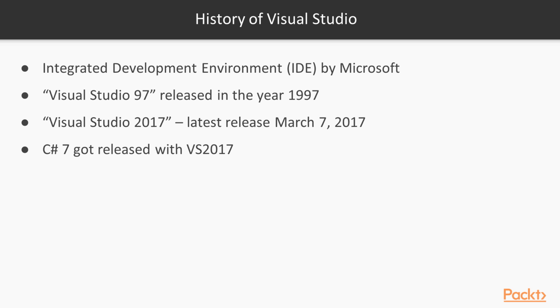In short, VS 2017. With VS 2017, Microsoft has also released C# version 7. As we will look into the new features of C# 7 in this course, we will need Visual Studio 2017.